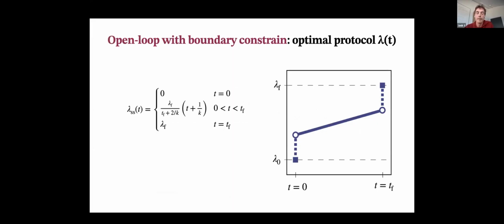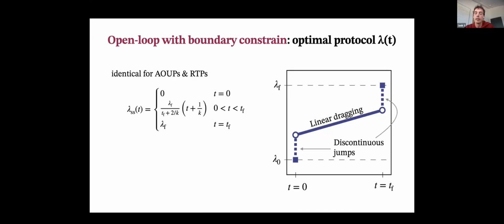You can see the expression here. We can calculate it analytically. And just to say, this expression is identical for the AOUPs and the run-and-tumbles. But I want to focus on the figure on the right here. What we see is there's a linear dragging regime in the middle and discontinuous jumps at the beginning and the end of the protocol.